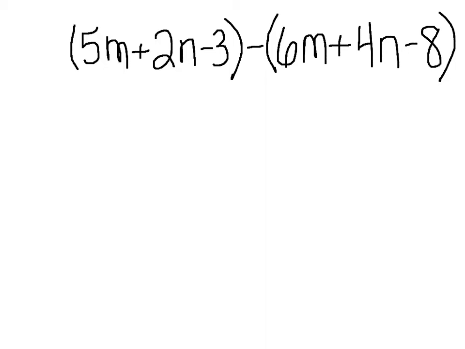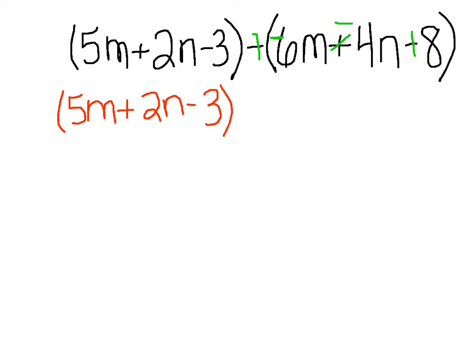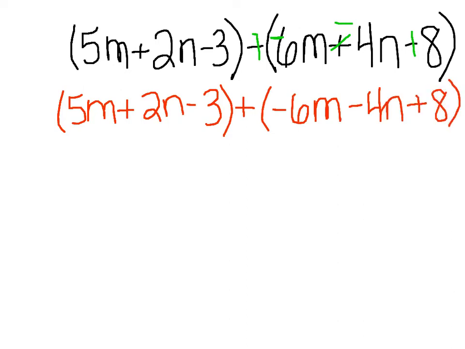So we have 5m plus 2n minus 3 minus this second polynomial. Well, I'm going to change the minus to a plus and then distribute that negative to each term in the second polynomial. I'm going to use that distributive property. So plus negative 6m minus 4n plus 8. I highly recommend that you rewrite the problem so that you don't get confused when it comes time to adding. So plus negative 6m minus 4n plus 8. Now it's like an addition problem.